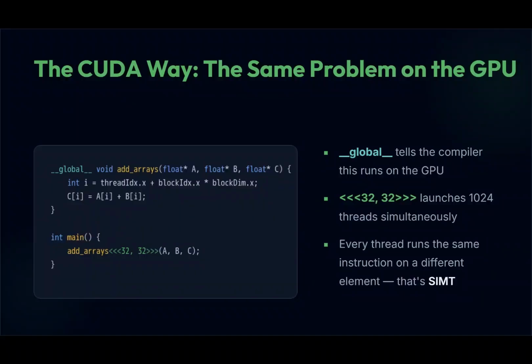Second, instead of calling the function normally, we call it with <<<32, 32>>> angle brackets. Those angle brackets are the CUDA launch syntax. We're telling the GPU to launch 32 blocks of 32 threads each. That's 1024 threads firing simultaneously. Every single one of them runs the same line of code, but each on a different element of the array. There is no loop anymore. The loop has been replaced by the thread count. And this simplicity on the surface is hiding an enormous amount of hardware complexity underneath. How those 1024 threads actually get organized, scheduled, and executed efficiently is exactly what the rest of this presentation is about.